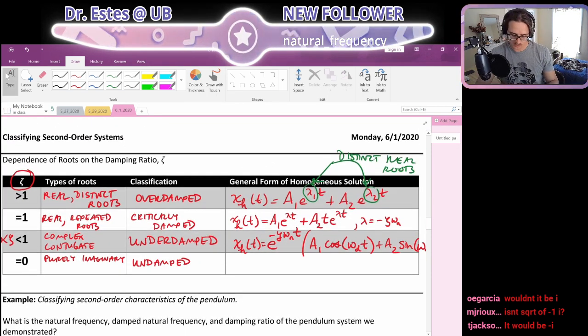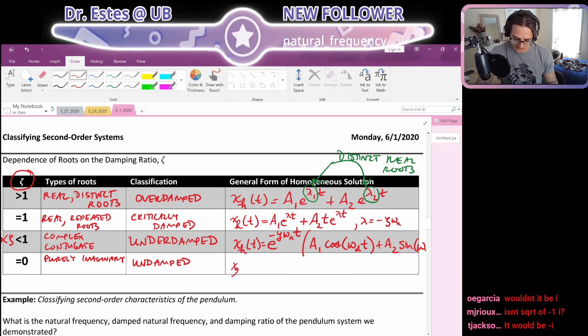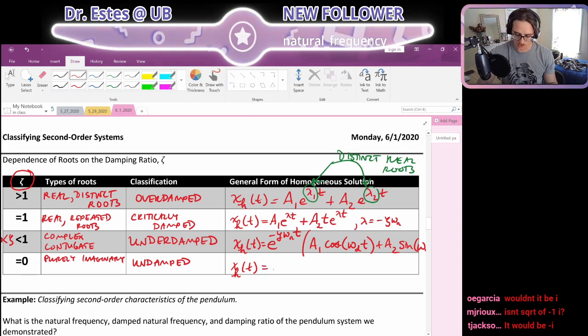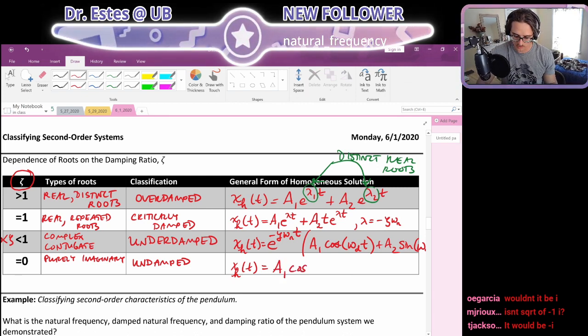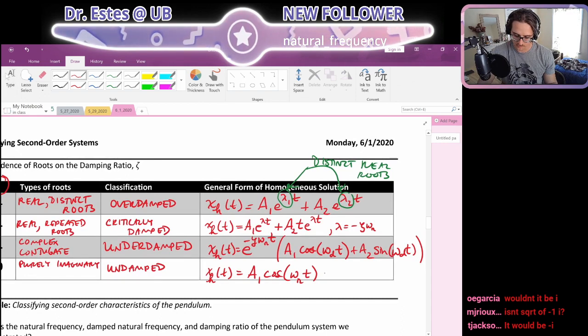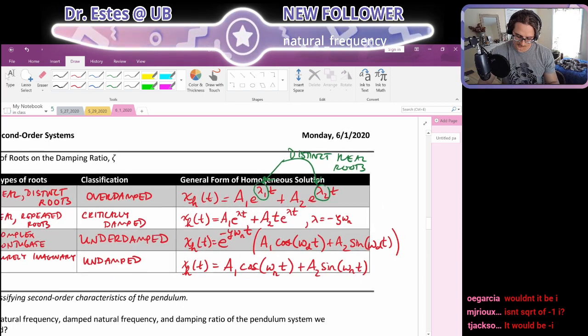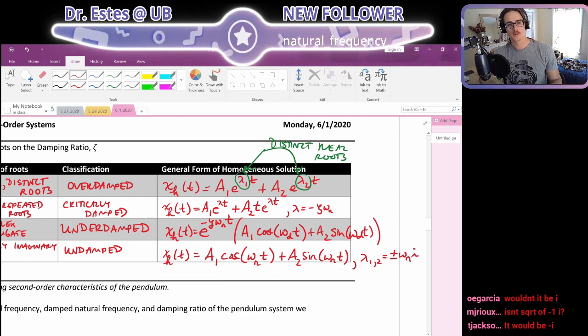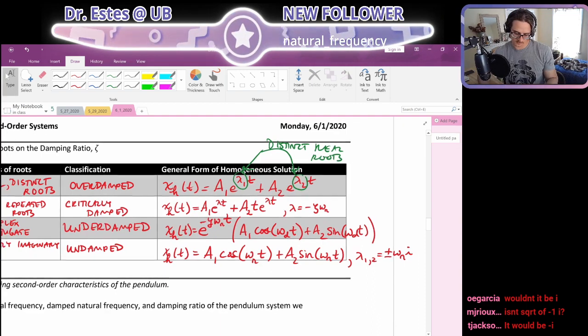So in this case, it looks like the underdamped, but it's missing any exponential decay because there's no damping to take energy out of the system. So it's cosine, and then it's not even the damped natural frequency, it's omega n, because that's the only thing left over. A2 sine omega n t. And remember, in this case, lambda 1 and 2 equals plus or minus the natural frequency times I.